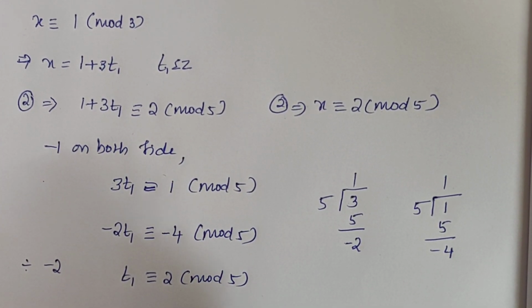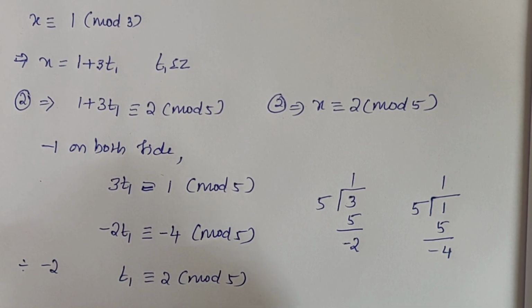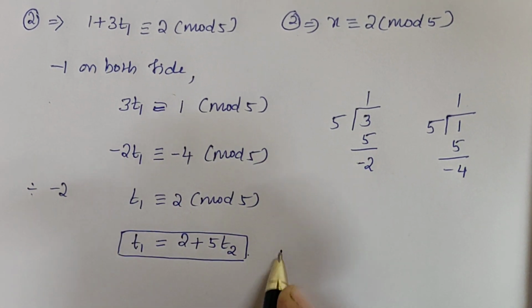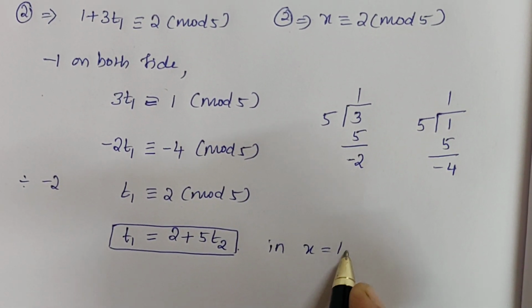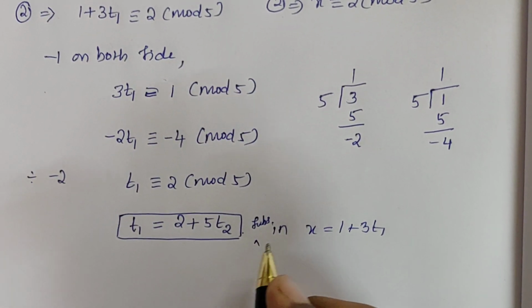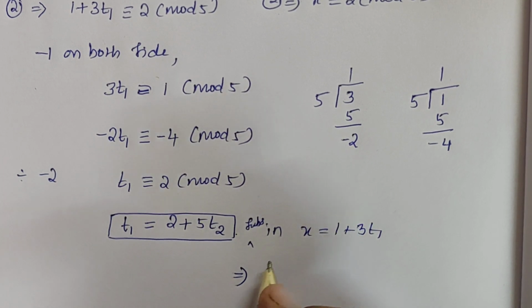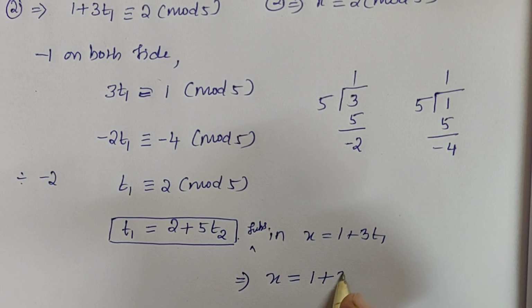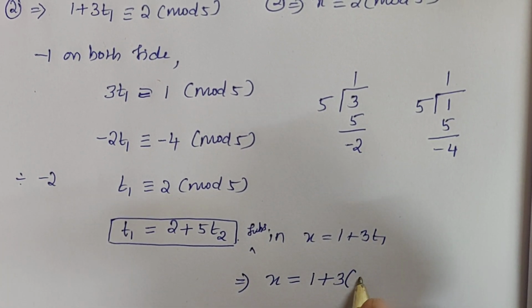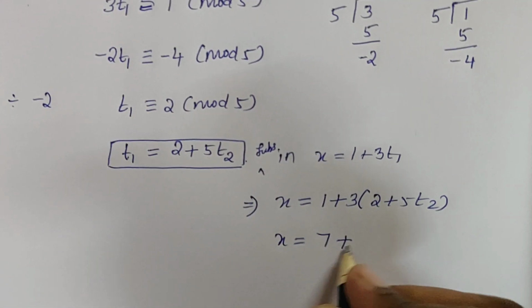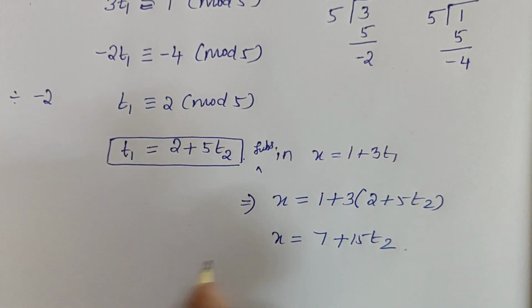So t1 can be written as 2 plus 5t2. Now I substitute this t1 value in x equal to 1 plus 3t1. So x equals 1 plus 3 into, instead of t1, I substitute 2 plus 5t2. After simplification I get the value of x as 7 plus 15t2.